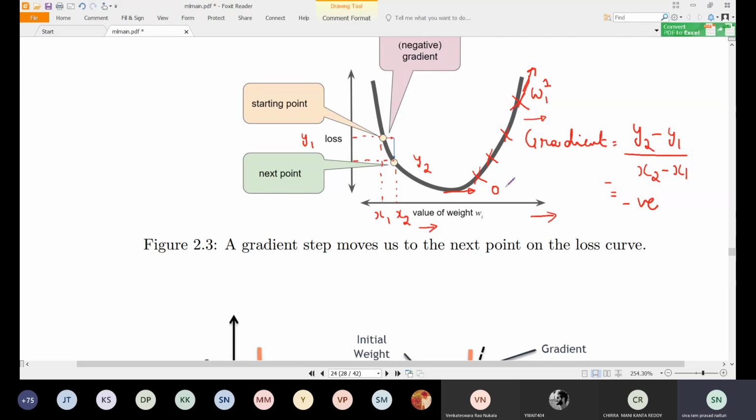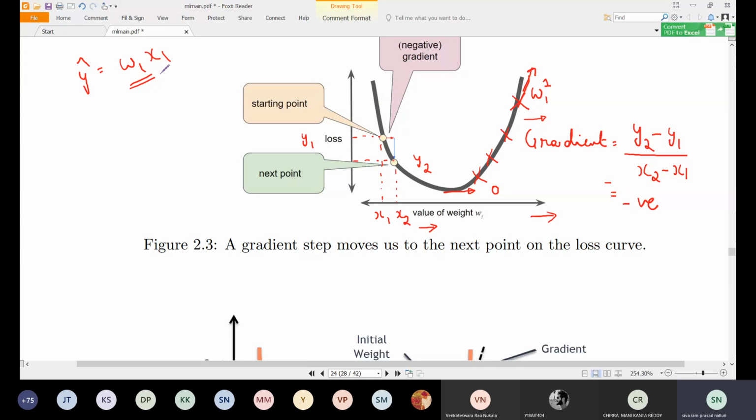So you can assume any initial value for your weight. So in our case, y cap is equal to w1 into x1. What value should I take in the first iteration? You can take any value. You can take 0, any random value you can assume.